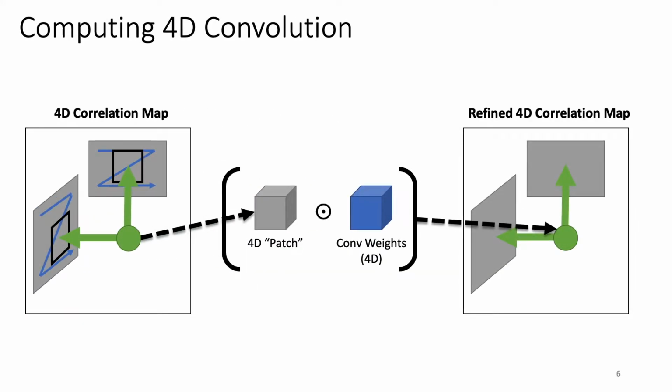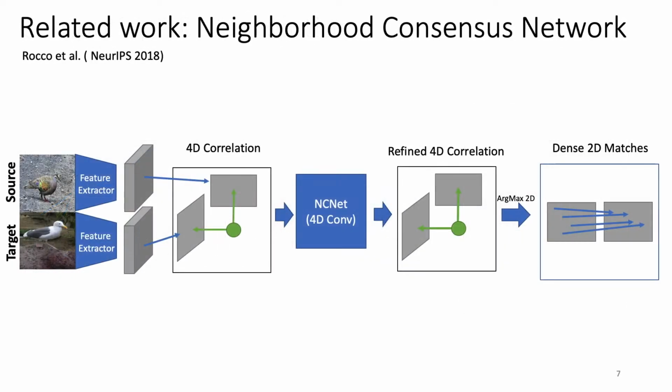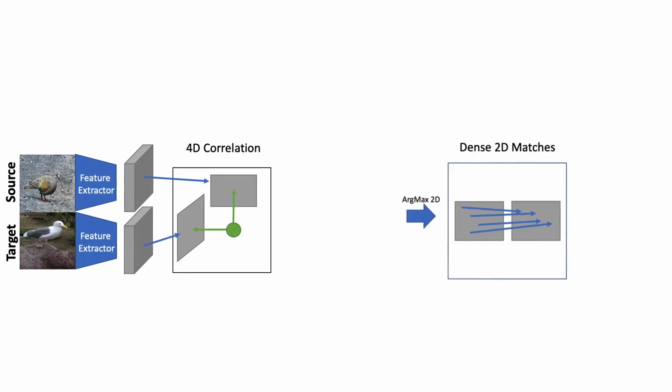The 4D convolution in NCNet runs on top of the 4D correlation, which convolves over all indices with the learnable 4D kernel to refine the 4D correlation map. The correspondence is estimated by taking the argmax over the refined correlation map.